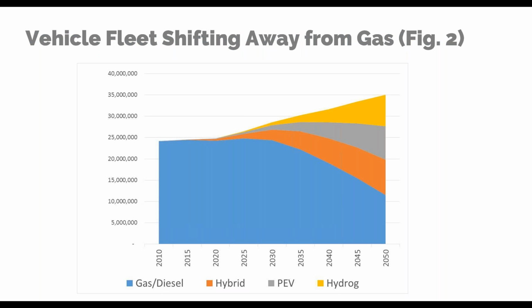The next slide is some information that came from ARB related to longer-term projections about what's happening to our passenger vehicle fleet in the state of California. The blue part is conventional internal combustion engine. The orange, gray, and yellow parts show the hybrid, PEV, and hydrogen fuel cell vehicles entering into the fleet over time, and the decline of internal combustion engines is what really drives some of that concern about the sustainability of the fuel tax.